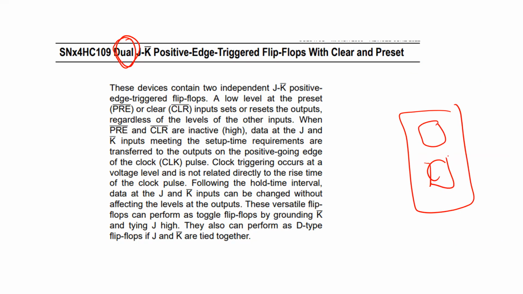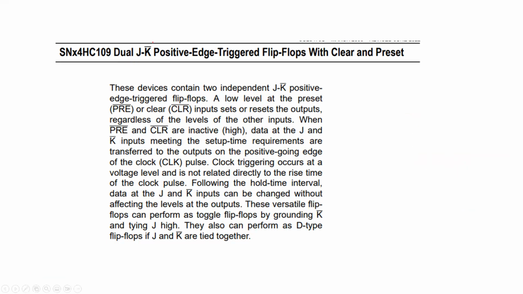Okay, this is number 1. Also, you can see here, as I told you, this one is not JK, it is JK prime. So that means it's everything like JK. The only difference is that this input is actually K prime. You got what I'm saying? So you need to keep this in mind. Also, you can see it is positive edge.